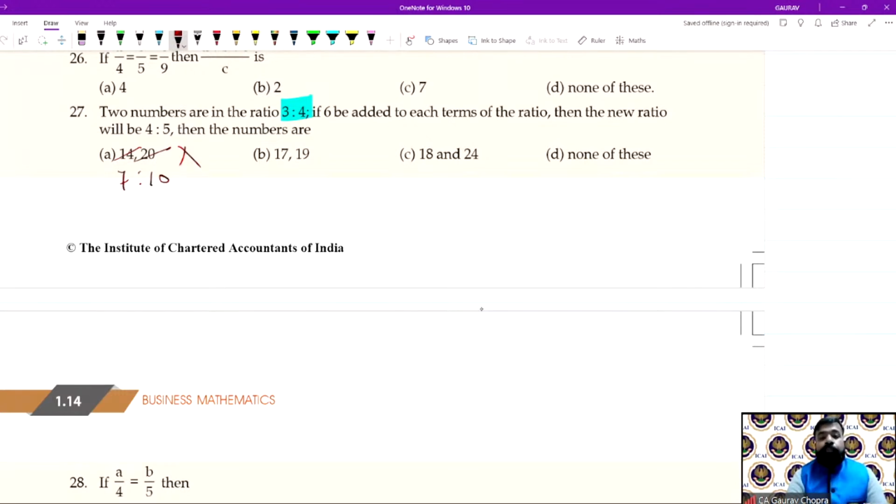A option is wrong. Option number B, 17 and 19. Again, they are not 3:4. C option, 18 and 24. Yes, they are in 3:4. First condition is verified here. Now, second condition, if 6 is added, then ratio becomes 4:5. So add 6 to 18, we get 24, and 24 plus 6 is 30. Now finding the ratio, 4 and 5. Yes, so we can verify the second condition as well. So option number C is correct.